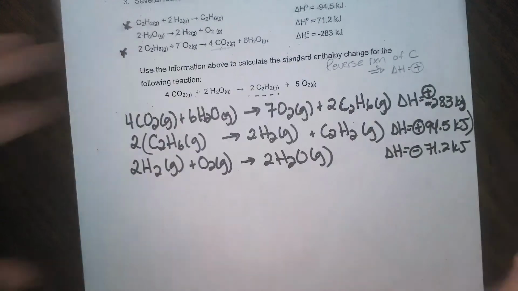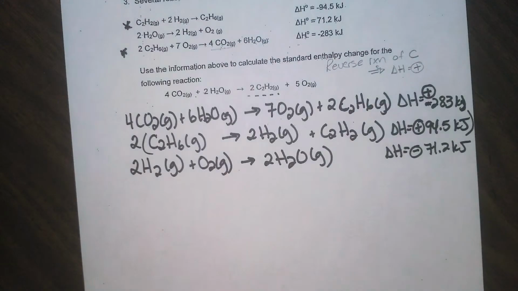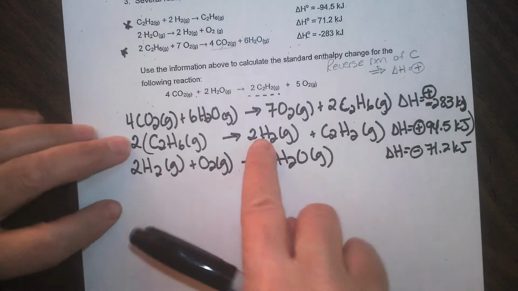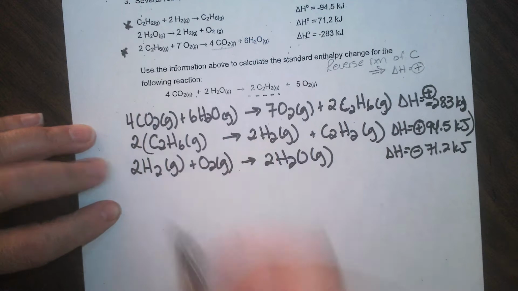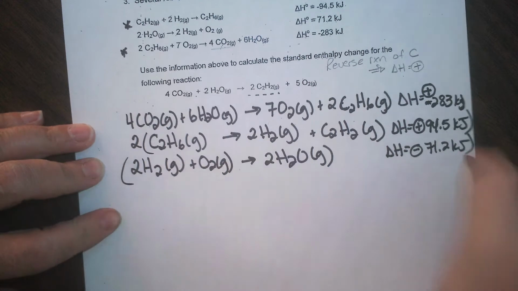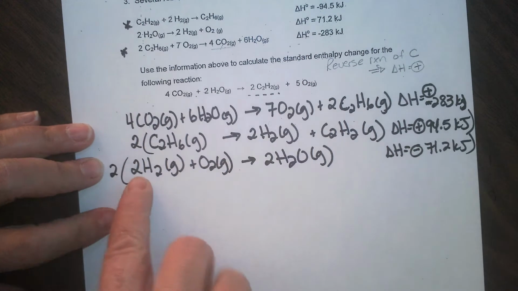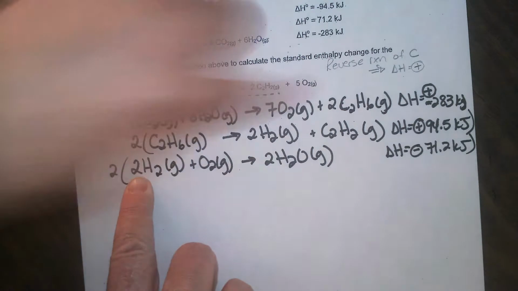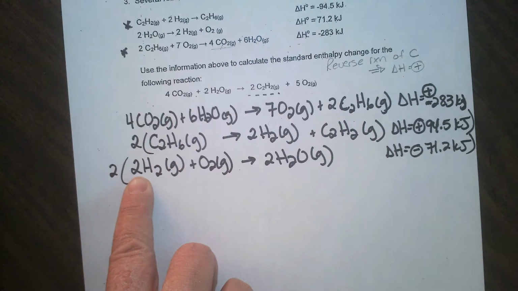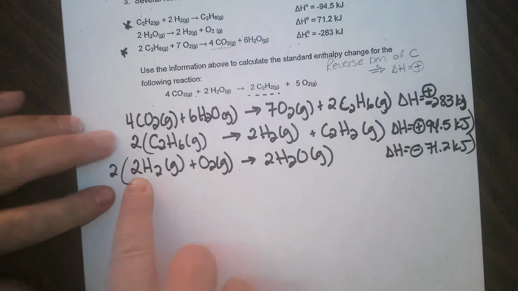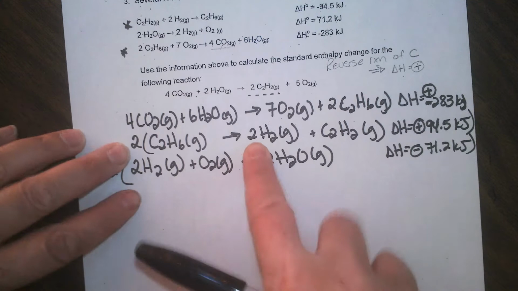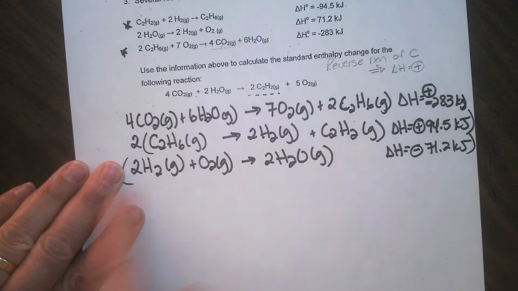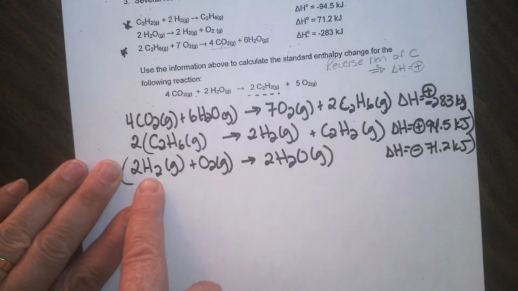71.2 kilojoules. Now, we need to stop because here we actually have how many hydrogens? 4. So I need to multiply this by 2 because I only have 2 hydrogens here and I got to get rid of them completely because there's none in the balanced equation. Here I have 4 hydrogens, but in this reaction here I only have 2. I need to bring it up to 4.